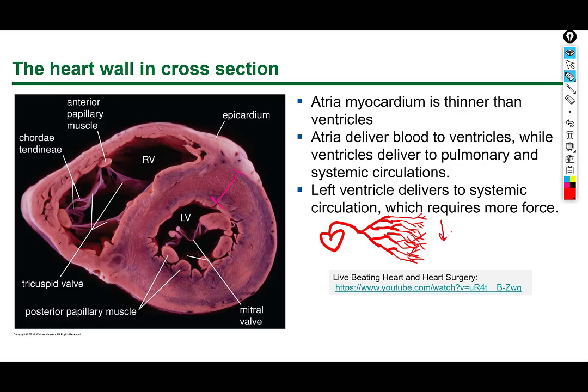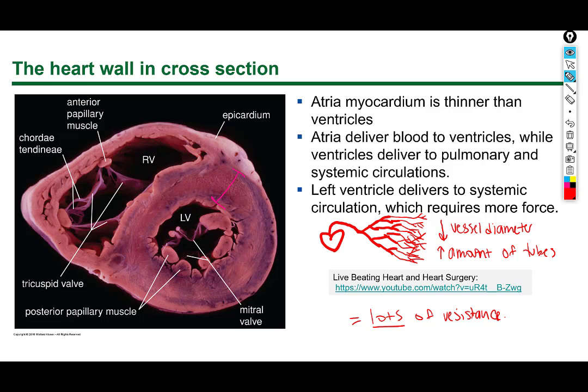So a decrease in vessel diameter is accompanied by an increase in the amount of tubes. And all of that equals lots of resistance, which is why this myocardium has to be so thick.